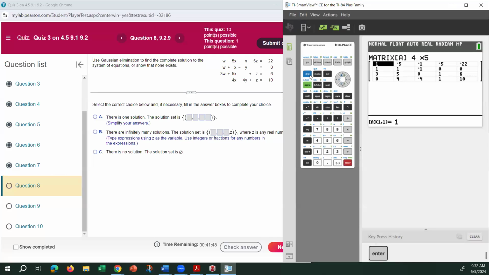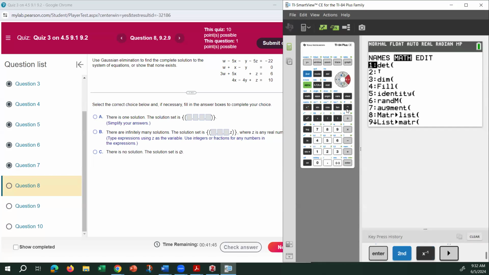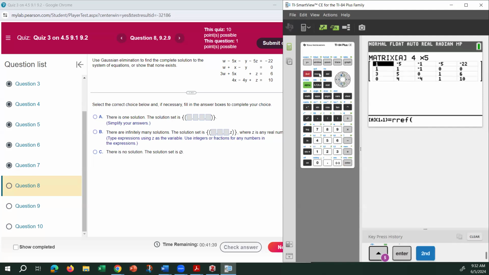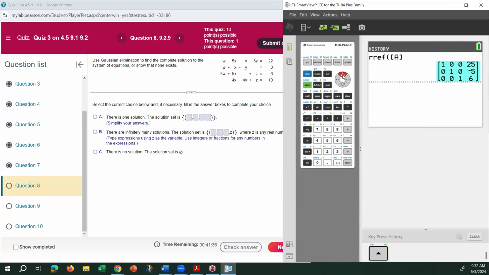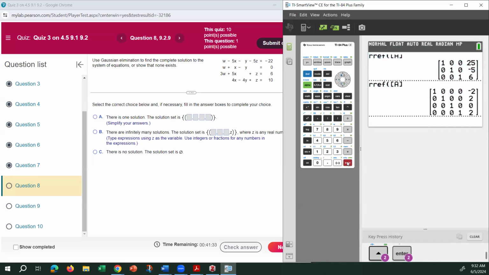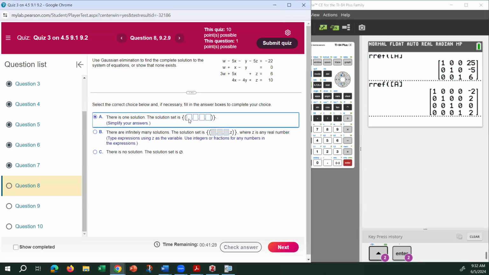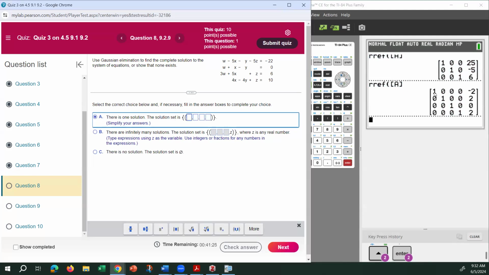Okay, and then we're going to repeat: go to second matrix, go to math, and then choose RREF. I'm sorry, I forgot to quit. So go here. Actually, I can just recopy this. And we have that there's one solution. The W value, because this is W, X, Y, Z, the W value is -2. And then the X value is 2. And then the Y value is 0. And then the Z value is 2.